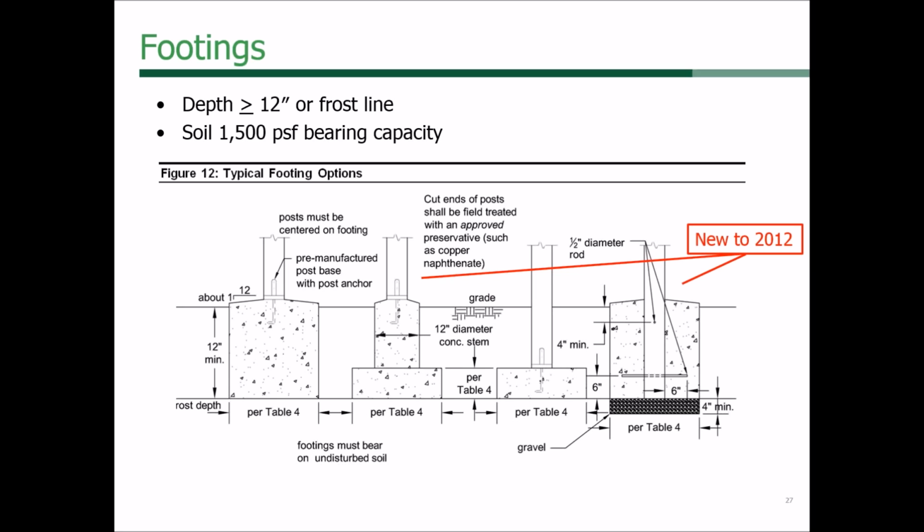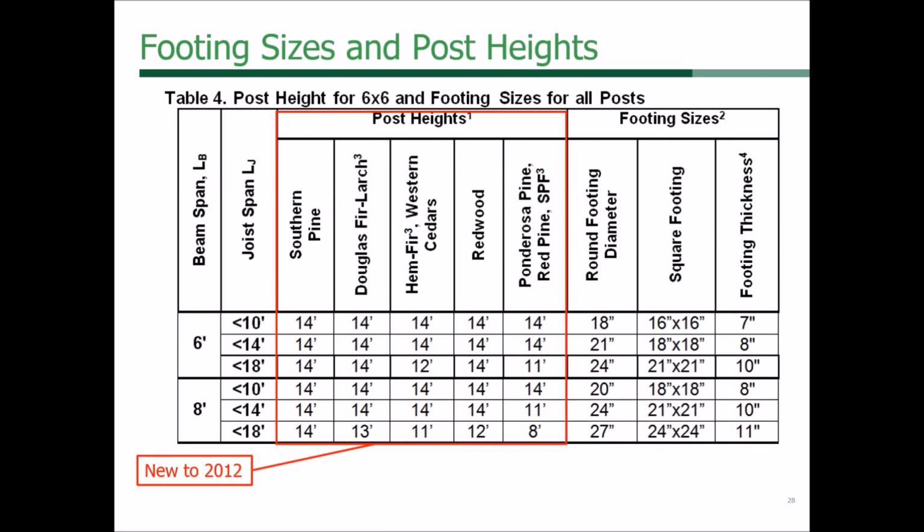So our requirement for DCA6 is it has to be 12 inches or frost line, and we assume the worst soil, 1500 PSF capacity, just so that everything's always conservative. And that's a good assumption if you just don't know what's going on with the soils. So here's our post and footing size table. You'll notice on the left-hand side, it says beam span, joist span, and then for the post, it has the different species, and in each individual cell, it says how far or how high that species can go.